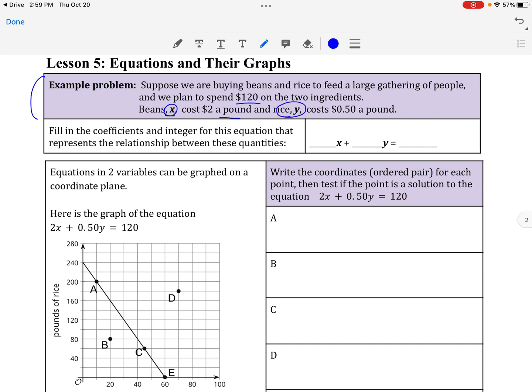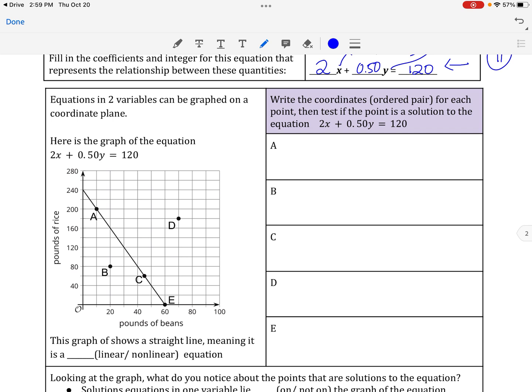So we're going to fill in the coefficients here for this equation. X stands for pounds of beans, and Y stands for pounds of rice. All right, so pause the video, see if you can come up with the equation. If you said, so we know the total is $120, $2 times the number of pounds of beans, 50 cents times the number of pounds of rice.